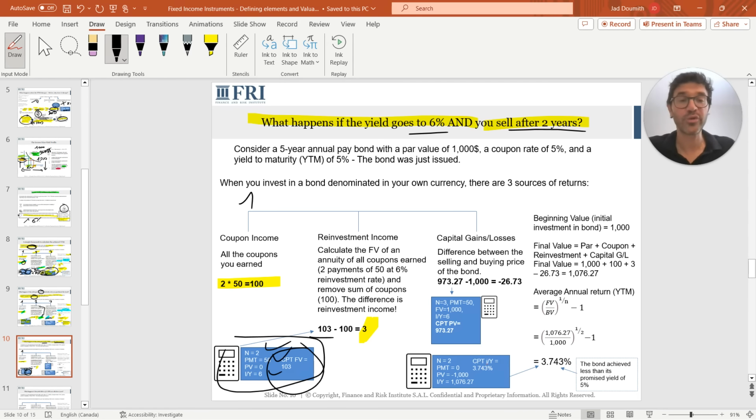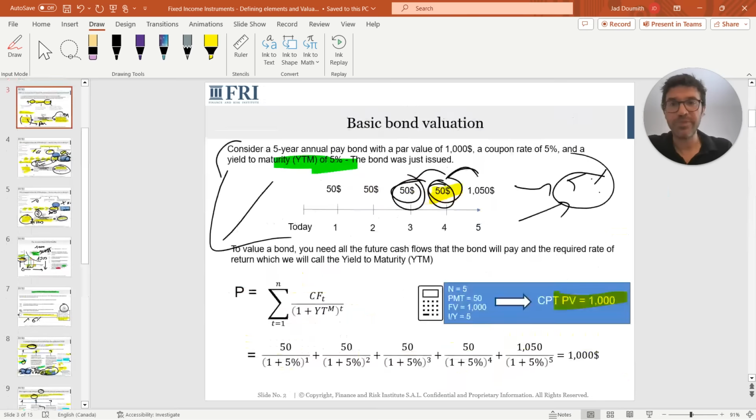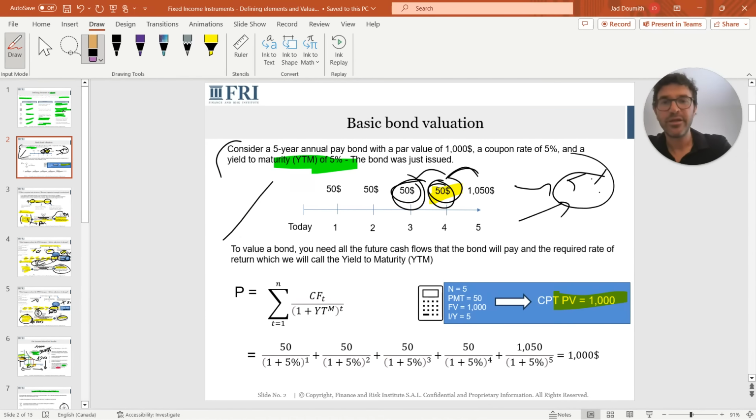Value it like you would have valued any 3-year bond, i.e., take your calculator and say the following things. The remaining maturity for the bond is 3. The face value is still 1,000. 3 years from now, you do get 1,000, which is par. The yield is now 6 because the yield went up. Compute PV. And the calculator would give you 973.27.